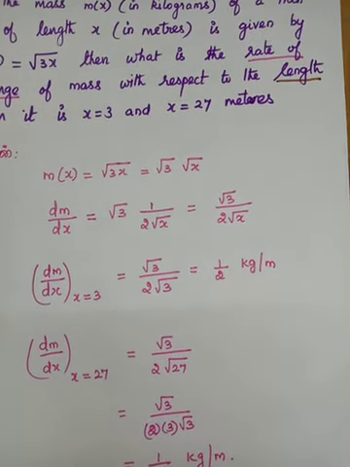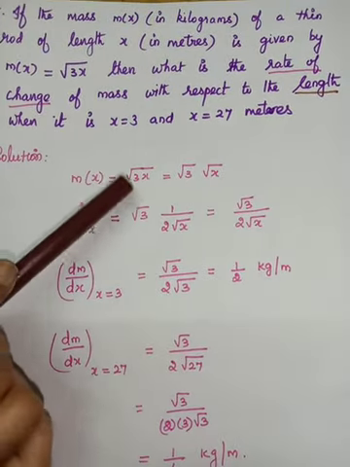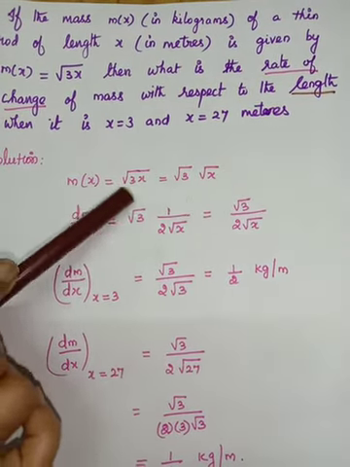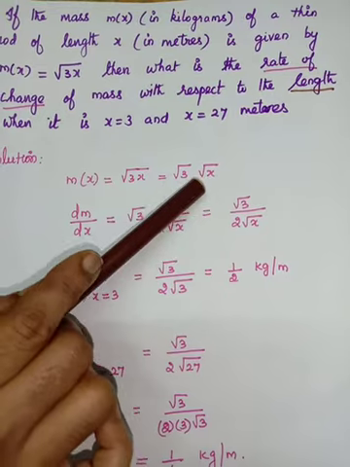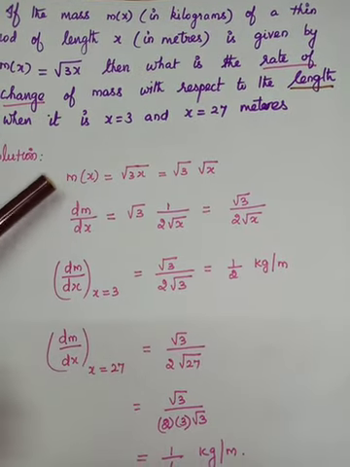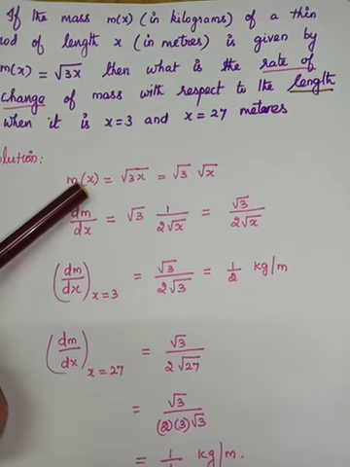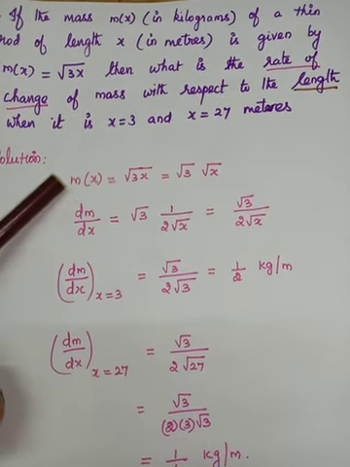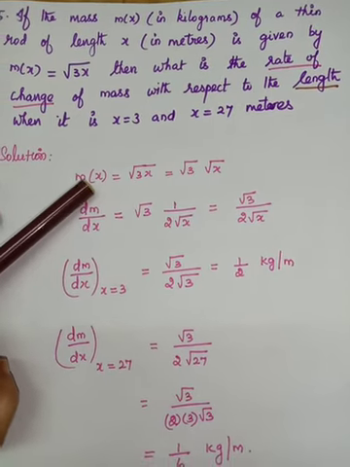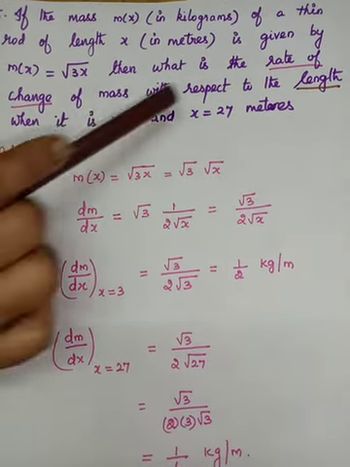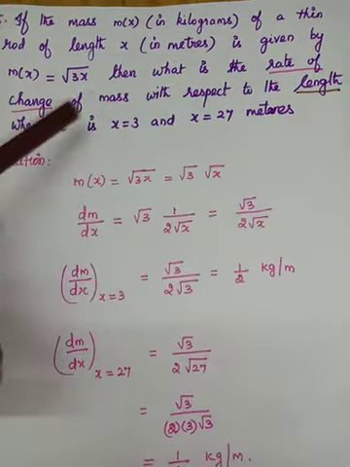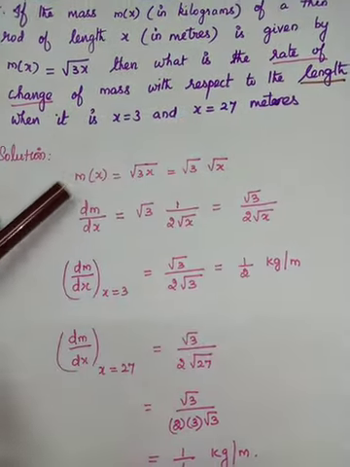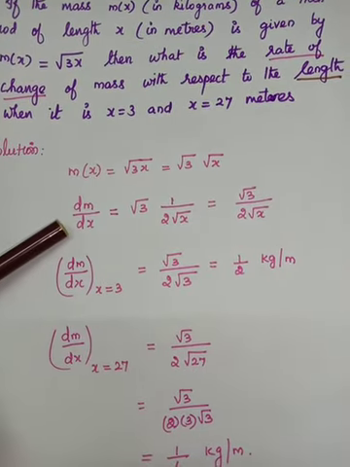So what's the relation given? m of x is equal to square root of 3x. The square root of 3x can be written as root 3 into root x. So m is the mass, and x is the length. The mass is a function of x. Here what is asked? Rate of change of mass with respect to what? Length. So we have to find dm by dx.